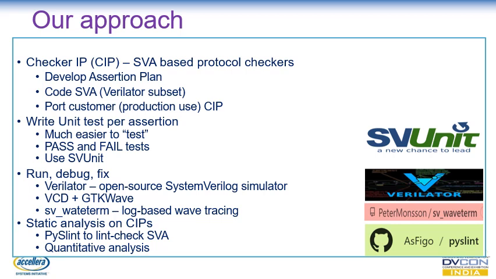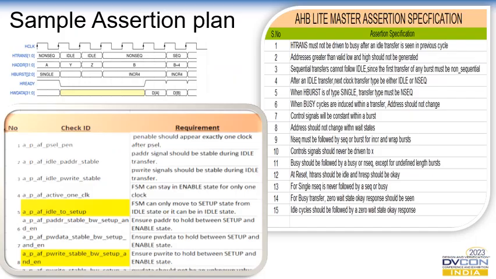There's also a tiny log-based wave tracing available. It's an interesting development by Peter Monsson, and it's again a public repo available on GitHub. Please go and take a look. It's now called SVWaveTeam, I guess. And we also did a brief look at available open source linting solutions for assertions specifically, and we did use PySlint to lint check SVA, and we'll show you some of the analysis that we looked at.